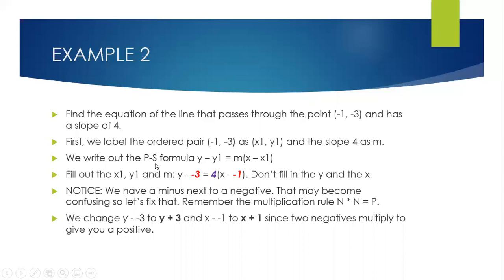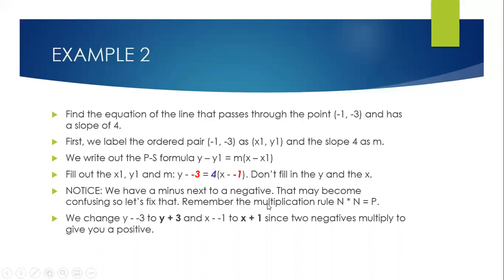We write out the point slope formula. This is how we learn it. The way we learn the point slope formula is by writing it out over and over and over again. We write it out until our fingers are tired and our pencils are not sharp anymore. So we just keep writing it out. y minus y1 equals m times x minus x1. We fill in the x1, the y1, and the m. We don't fill in the y and the x. So we fill in the y1, the m, and the x1. We put them in their appropriate spaces.